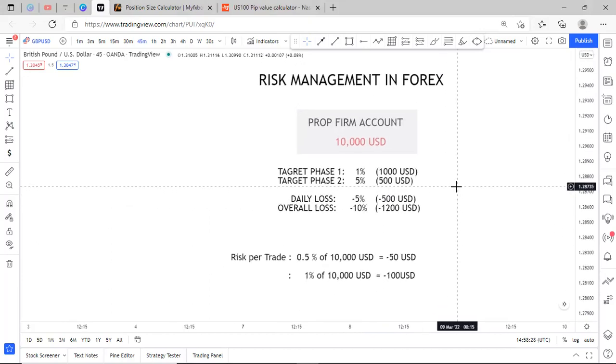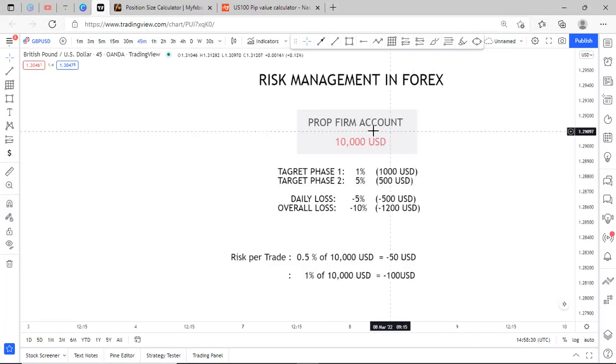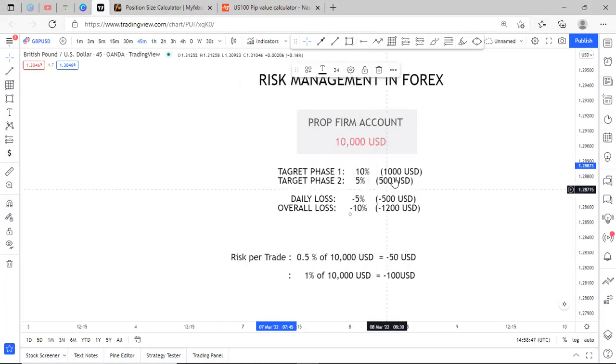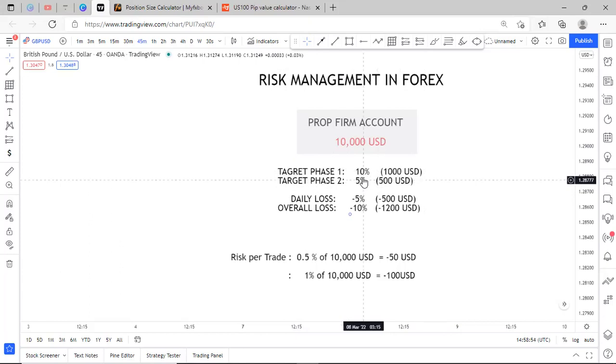Okay, so let's say, for example, we have a 10,000 US dollar funded or challenge account from any prop firm, and they are giving us a target of 10% for our phase one. That is, they are telling you to make 1,000 US dollar for phase one, and for your phase two target, you are asked to make 5%, which is 500 US dollar.